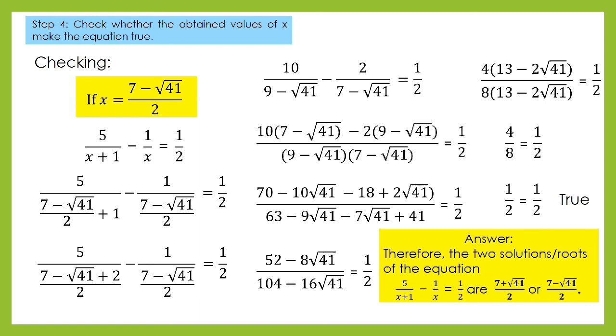Therefore, our answer, the two solutions or roots of the equation, 5 over x plus 1 minus 1 over x equals 1/2 are 7 plus square root of 41 all over 2 or 7 minus square root of 41 all over 2.